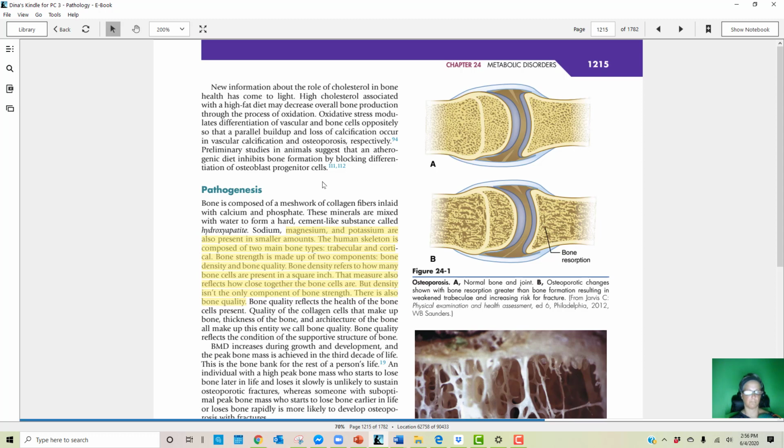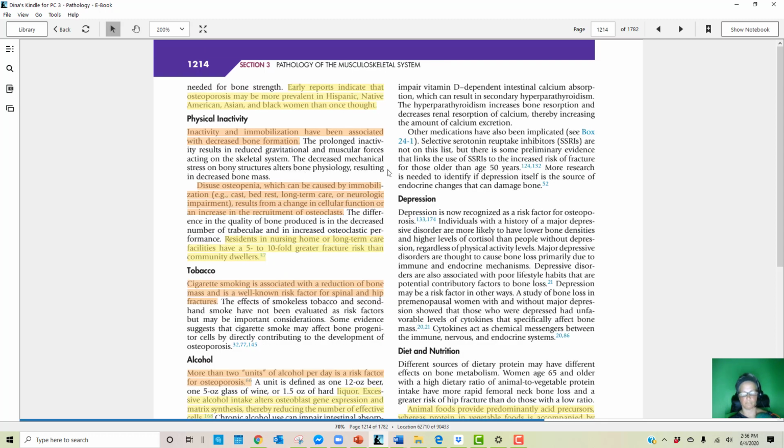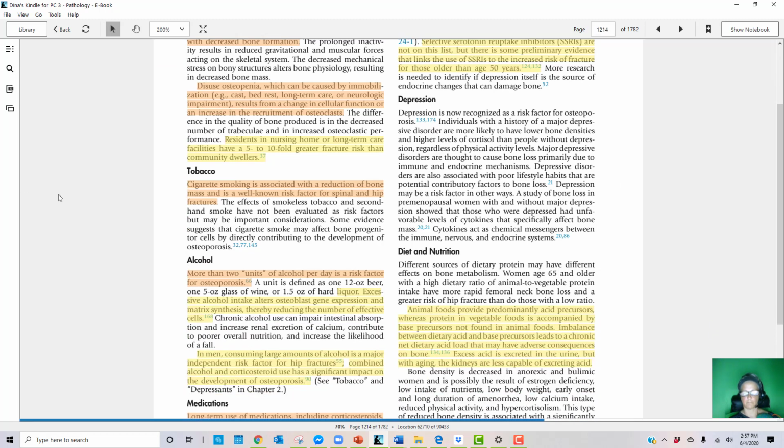Other medications have also been implicated. See box 24.1. Selective serotonin reuptake inhibitors, SSRIs, are not on this list, but there is some preliminary evidence that links the use of SSRIs to the increased risk of fracture for those older than age 50 years. More research is needed to identify if depression itself is the source of endocrine changes that can damage bone.